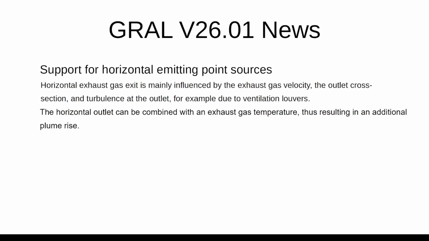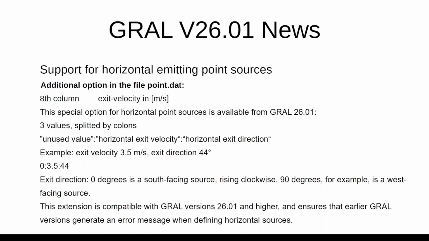Another new option is the support for horizontal emitting point sources. Horizontal exhaust gas exit is mainly influenced by the exhaust gas velocity, the outlet cross-section and turbulence at the outlet. The horizontal outlet can be combined with an exhaust gas temperature, thus resulting in an additional plume rise. The special option for horizontal point sources is available from GRAL V2601 and is defined in the file point.dat.